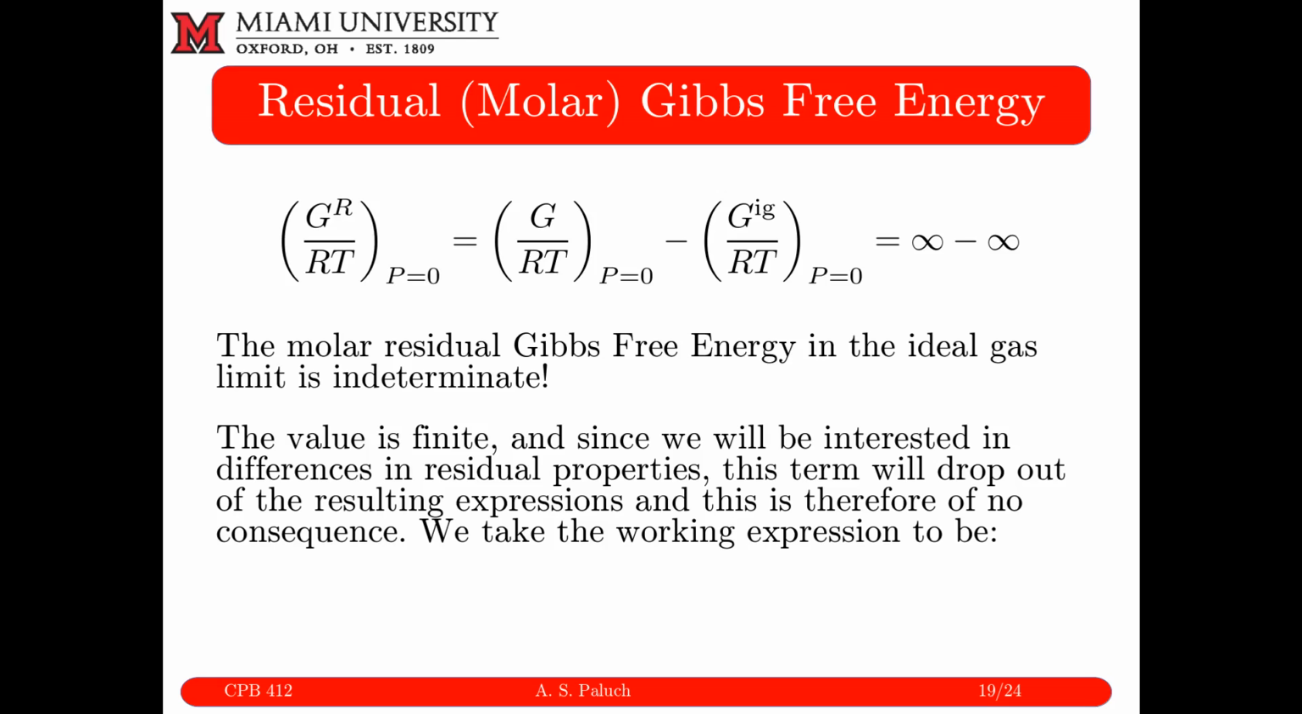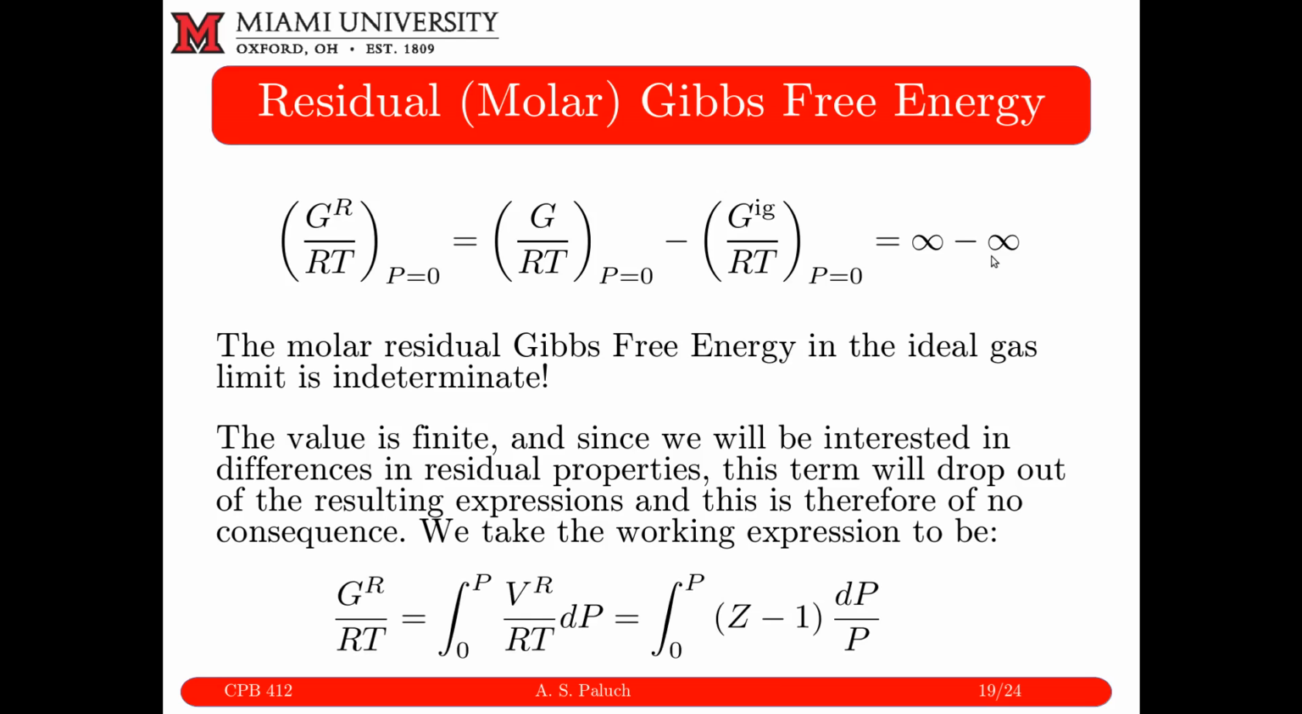What this will really come back to is in Chapter 7, where we'll introduce an auxiliary function to overcome this limitation that the molar Gibbs free energy is indeterminate in the ideal gas limit. And so when we calculate G, we'll use our expression GR over RT is the integral from 0 to P of VR over RT dP, and that's the integral from 0 to P of (Z minus 1) dP over P.